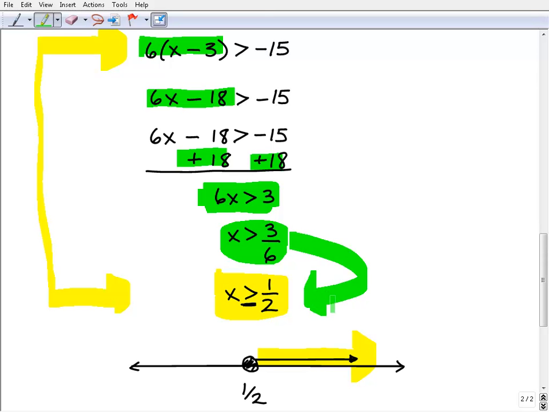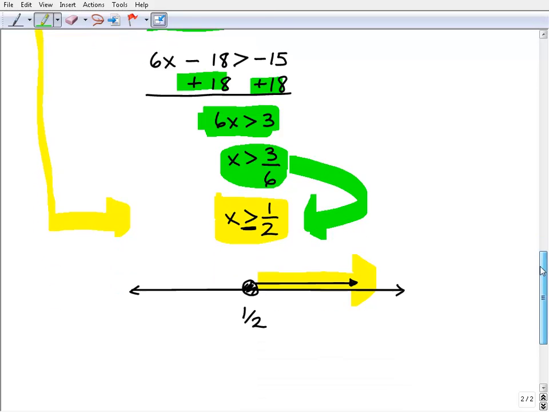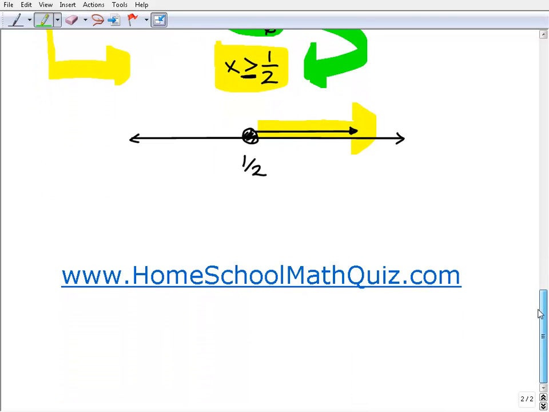And there you go. All right, so hopefully you understood that. And of course, if you don't, you want to go back and review.